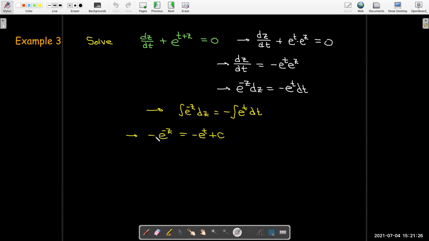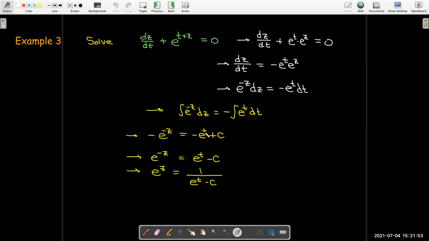So I get negative e to the negative z equals negative e to the power of positive t. Let me go ahead and multiply through by negative 1. And then I'm going to solve this for z.